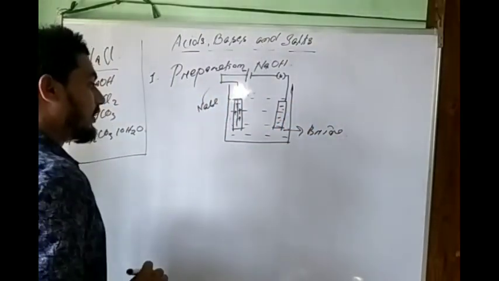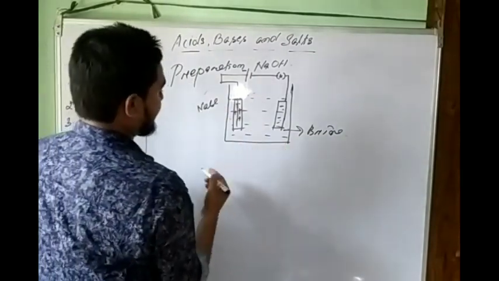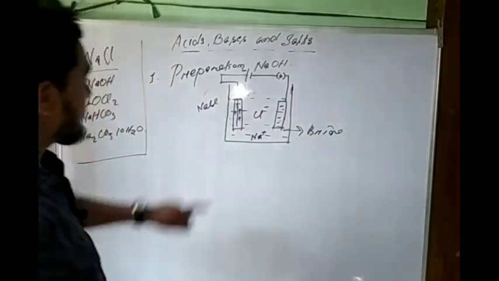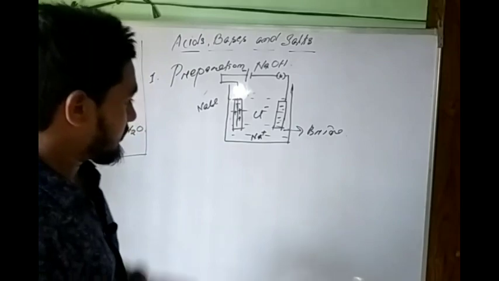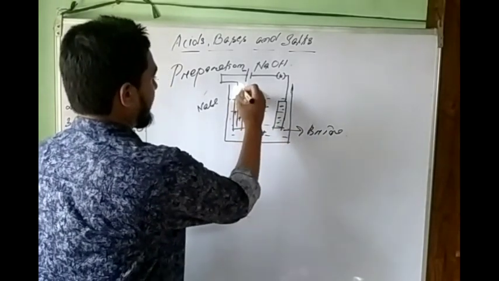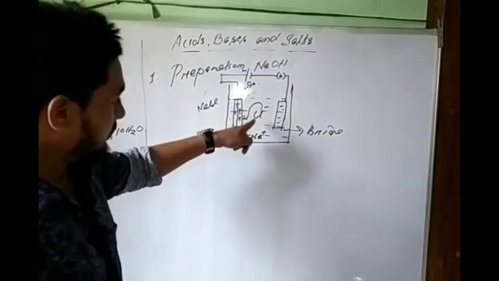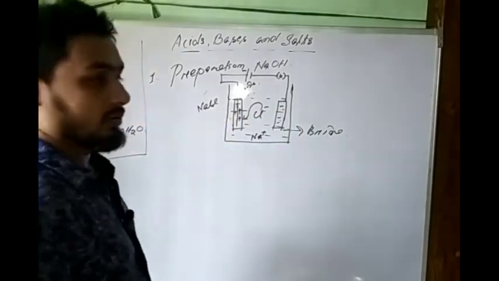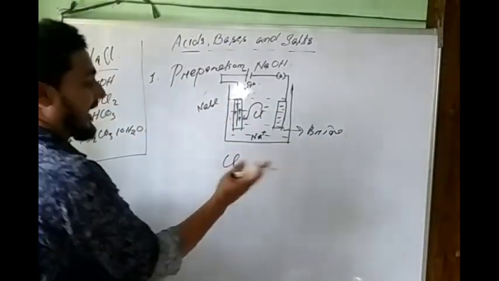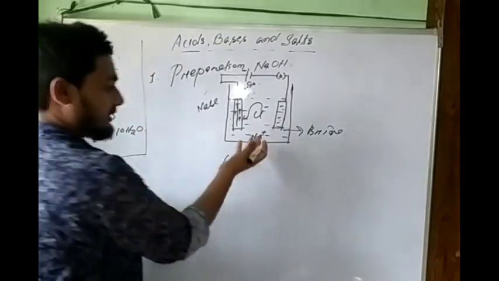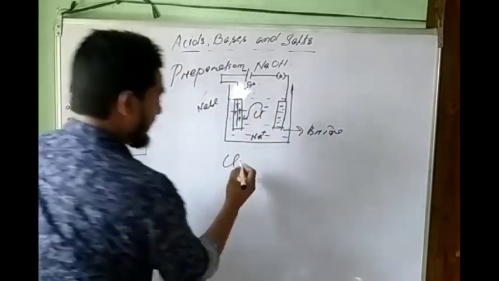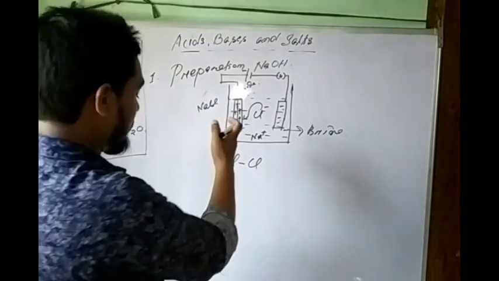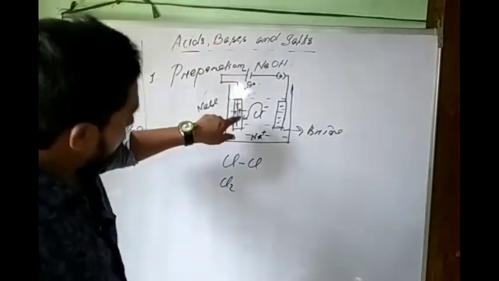Now when sodium chloride dissolves in this solution, it will produce Na+ and Cl-. On passing electricity through this solution, the chloride will go to the anode and will lose its extra electron to the anode. It will be like this, Cl, and will wait for another chlorine. When another chlorine comes, it will bond with this chlorine and form Cl2. So Cl2 gas will evolve through the anode.